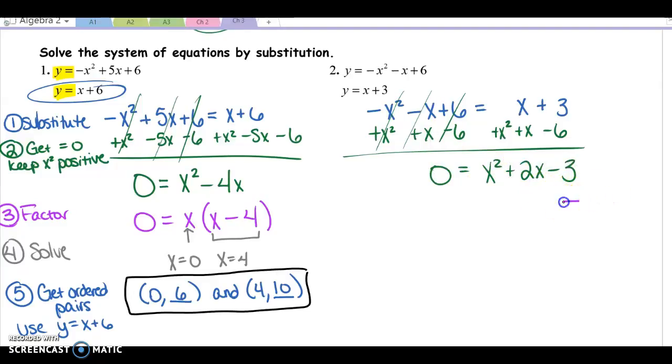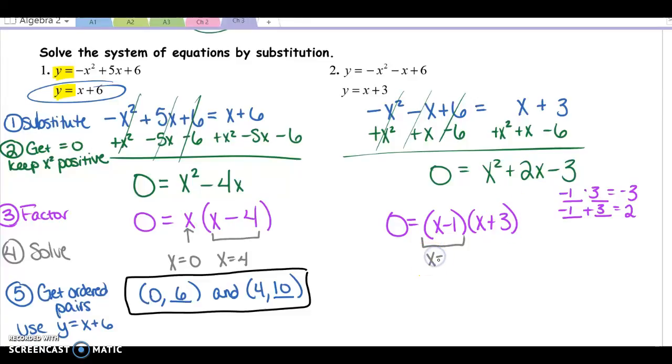We're looking for two numbers that multiply to give us negative 3 and add up to positive 2. That would be negative 1 and positive 3. So our factored form is x minus 1 times x plus 3. x would have to be 1, and our other x value would have to be negative 3. That's when you take the opposite of those numbers in the solving process.